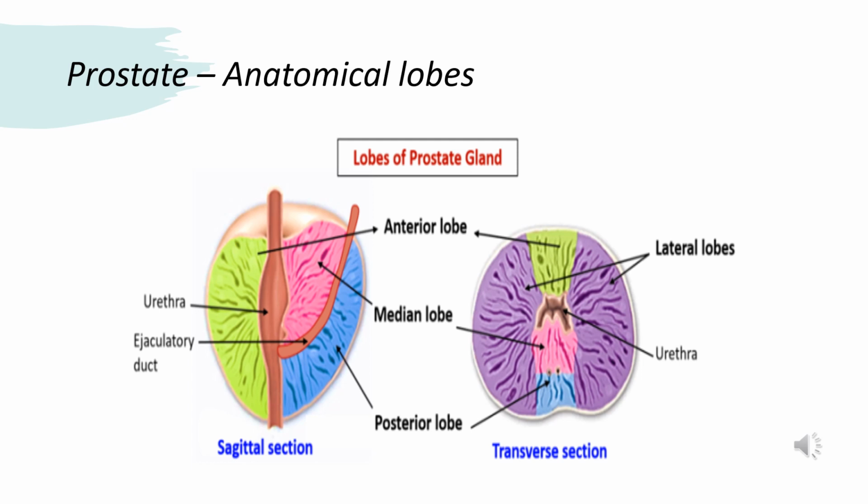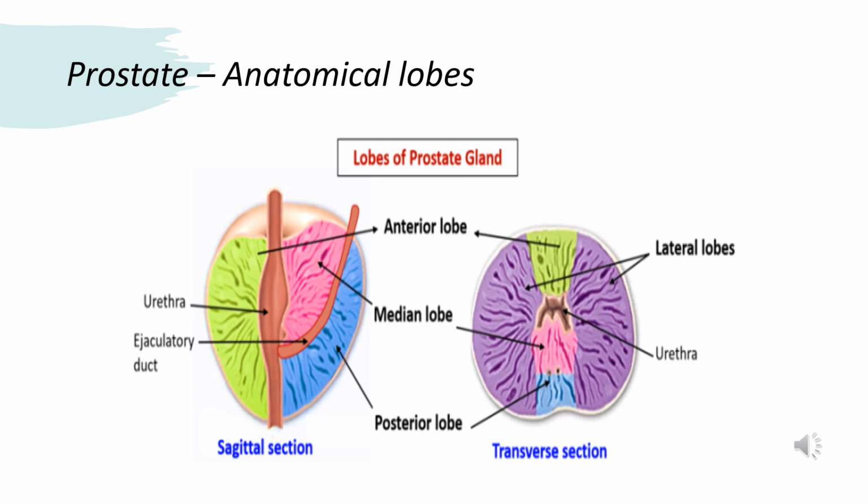The anterior lobe lies in front of the urethra and connects the 2 lateral lobes. Because it is devoid of any glandular tissue, it is called the isthmus. The posterior lobe, as the name suggests, lies behind the ejaculatory ducts and the median lobe and connects the 2 lateral lobes. The surgical importance of the posterior lobe is that carcinoma of the prostate gland usually begins in this lobe.